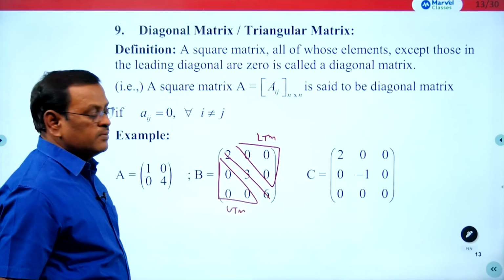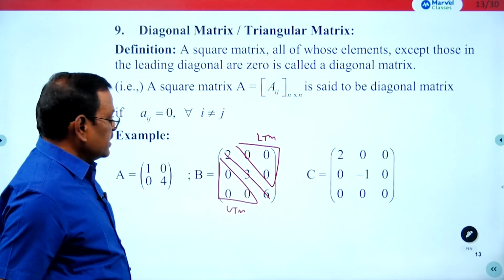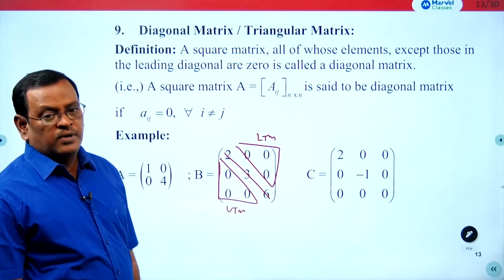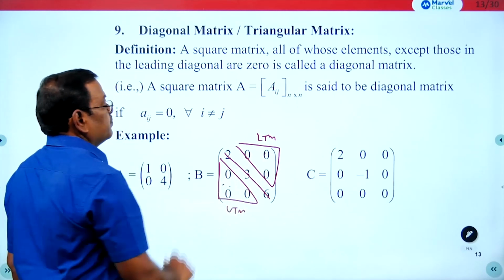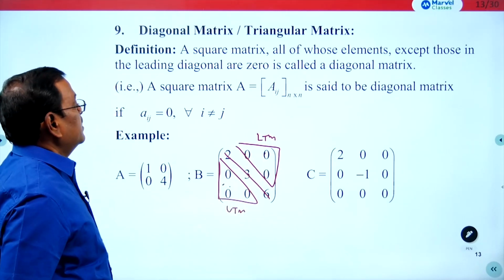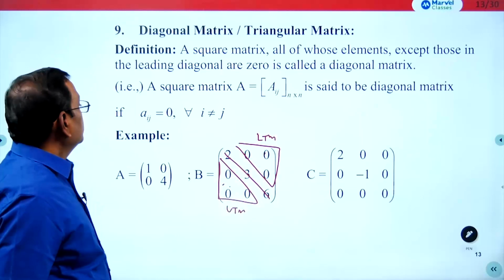If you combine upper triangular and lower triangular matrix, then the new matrix is called a diagonal matrix. All non-diagonal elements are 0. What about diagonal elements? Diagonal elements can be any value, but the only condition is that non-diagonal elements are 0. That is the definition of a diagonal matrix.